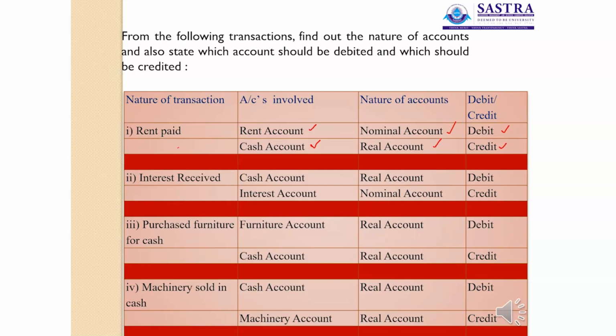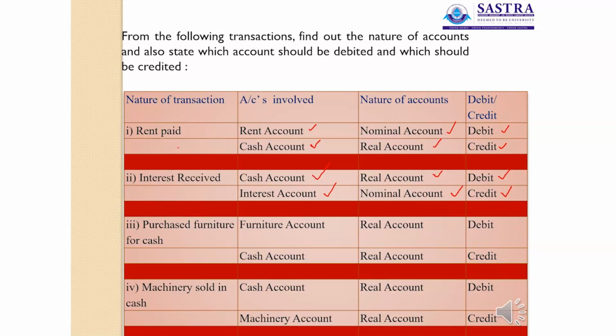Then next one is interest received. Here what are the accounts involved? One is cash account and another one is interest account. Next you have to identify the nature of accounts. Cash account is a real account. Interest account is a nominal account. Now you have to apply the rule. The rule for real account is debit what comes in. Here cash comes into the business, so that account will be debited. Interest is the income for us, so credit all incomes and gains, so interest account will be credited.